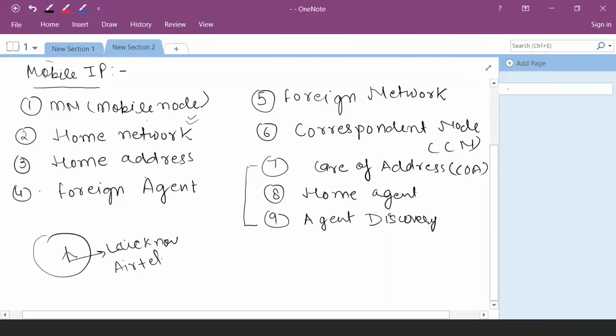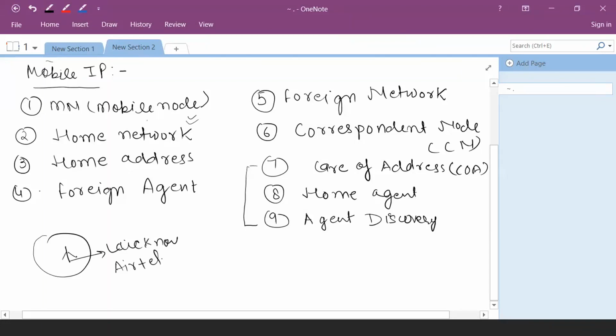And what is the home address? Home address is nothing but the IP address that is provided inside the home network. That is, if the Lucknow Airtel agency provides me a registration ID as well as the IP address, I can get the services from the internet. So the area that belongs to my connectivity, that is called the home address, the permanent IP address that is provided by the home network.